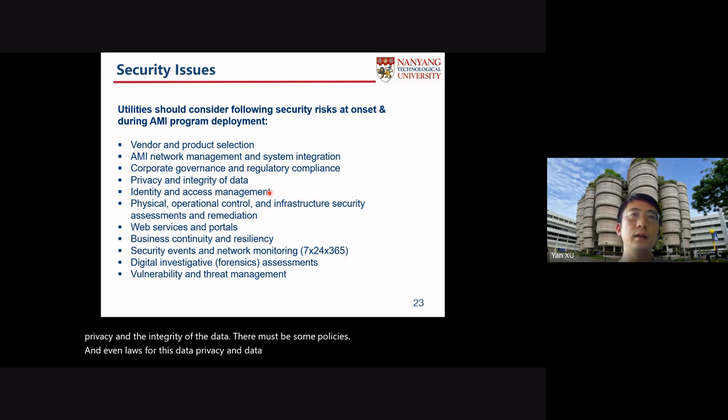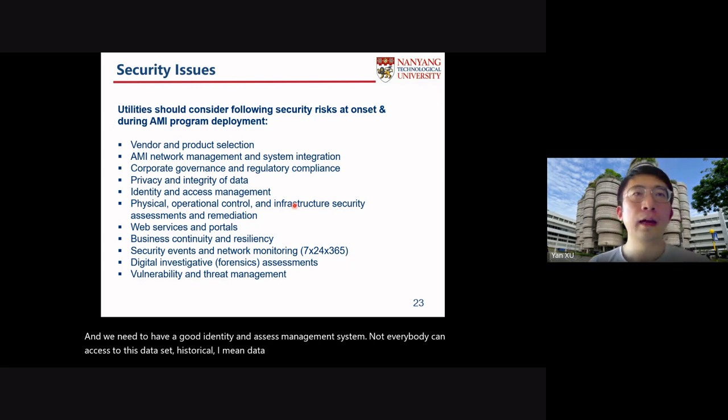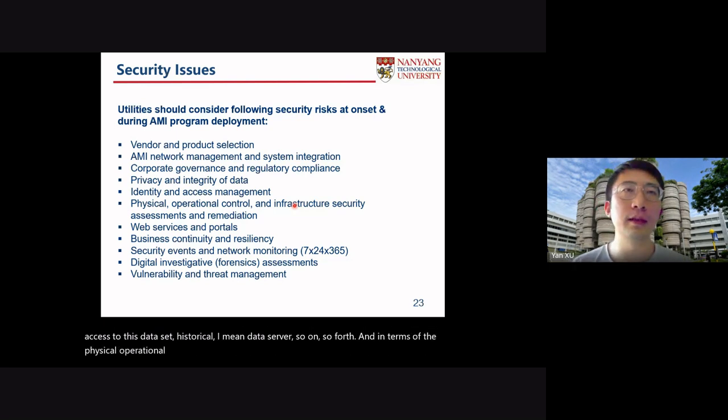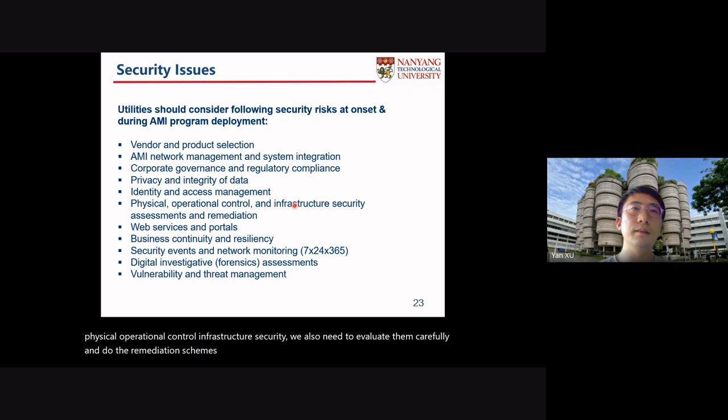And we need to have a good identity and access management system. Not everybody can access this data set, the data server, and so on and so forth. In terms of the physical operational control infrastructure security, we also need to evaluate them carefully and do the remediation schemes. And the web services and the portals must be encrypted. They must be protected.